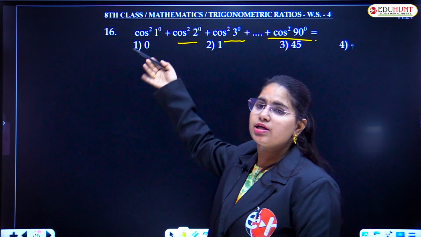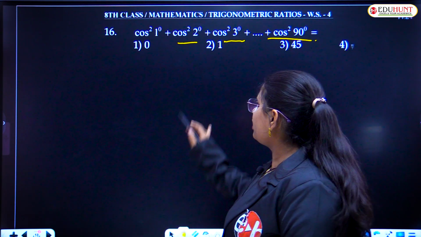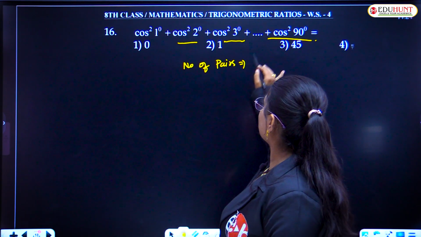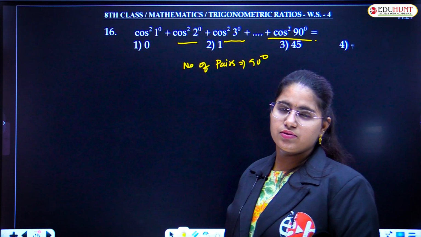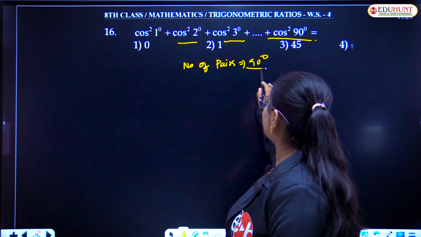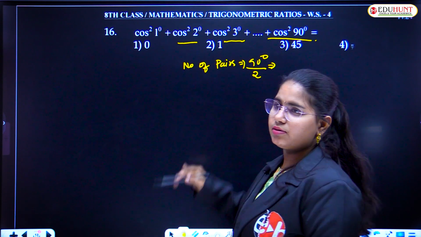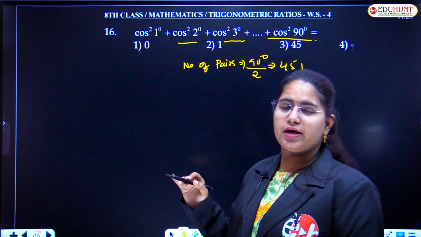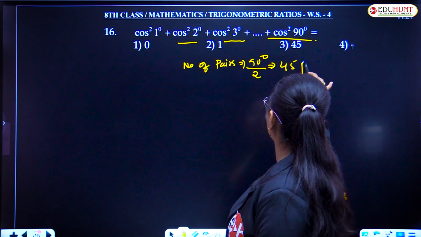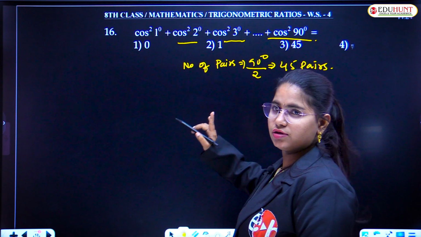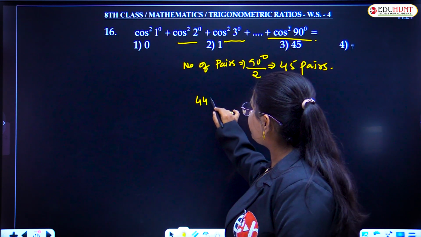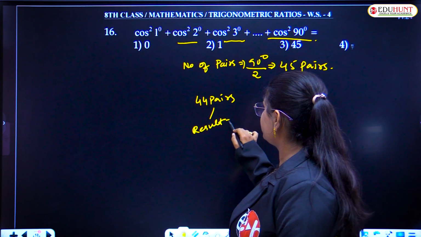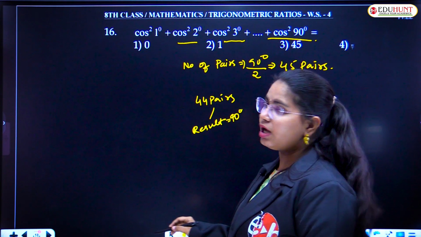But this time you are starting with 1 only, right? So if I ask you the number of pairs, the shortcut, what is the last term? 90 degree, and what is the first one? 1. So the number of pairs you have is 45. 45 pairs you have, correct? 45 pairs, out of which 44 pairs get a result equal to, oh sorry, 90 degree.